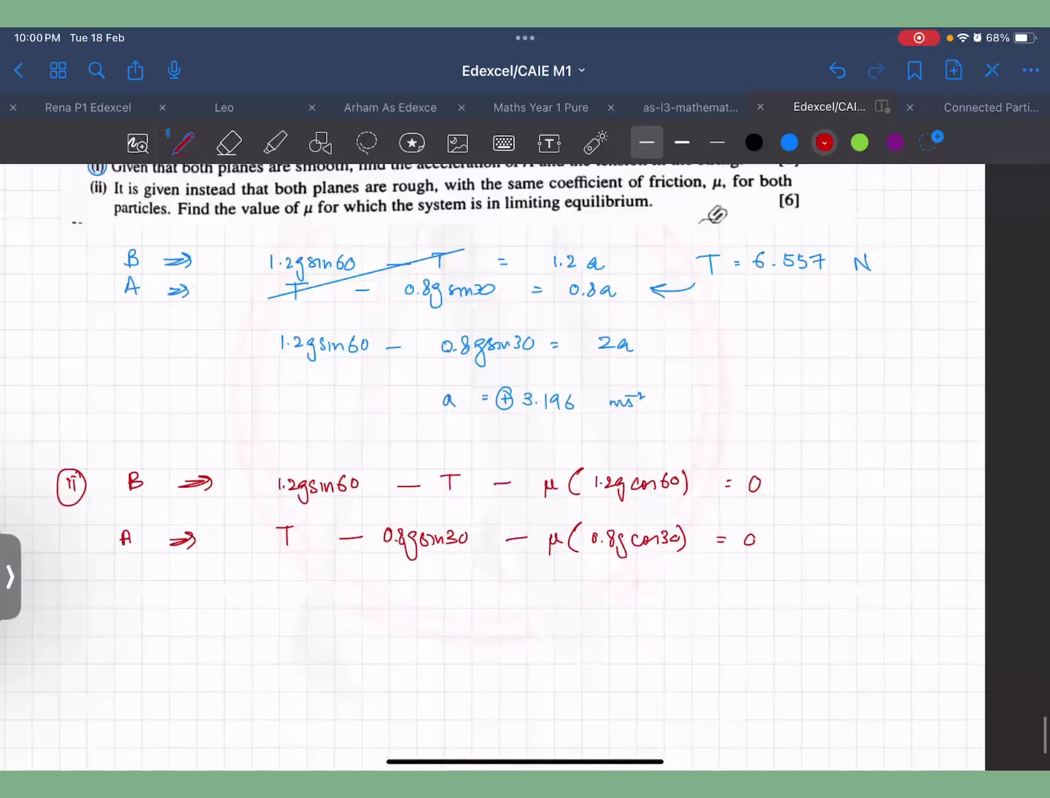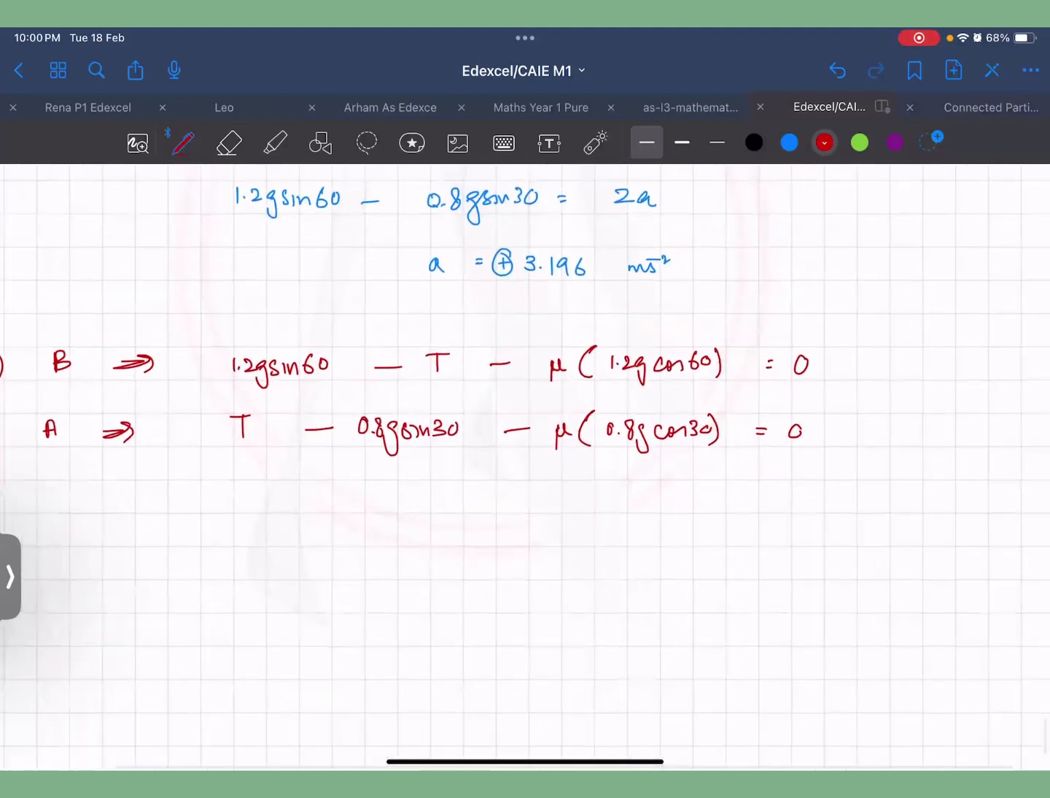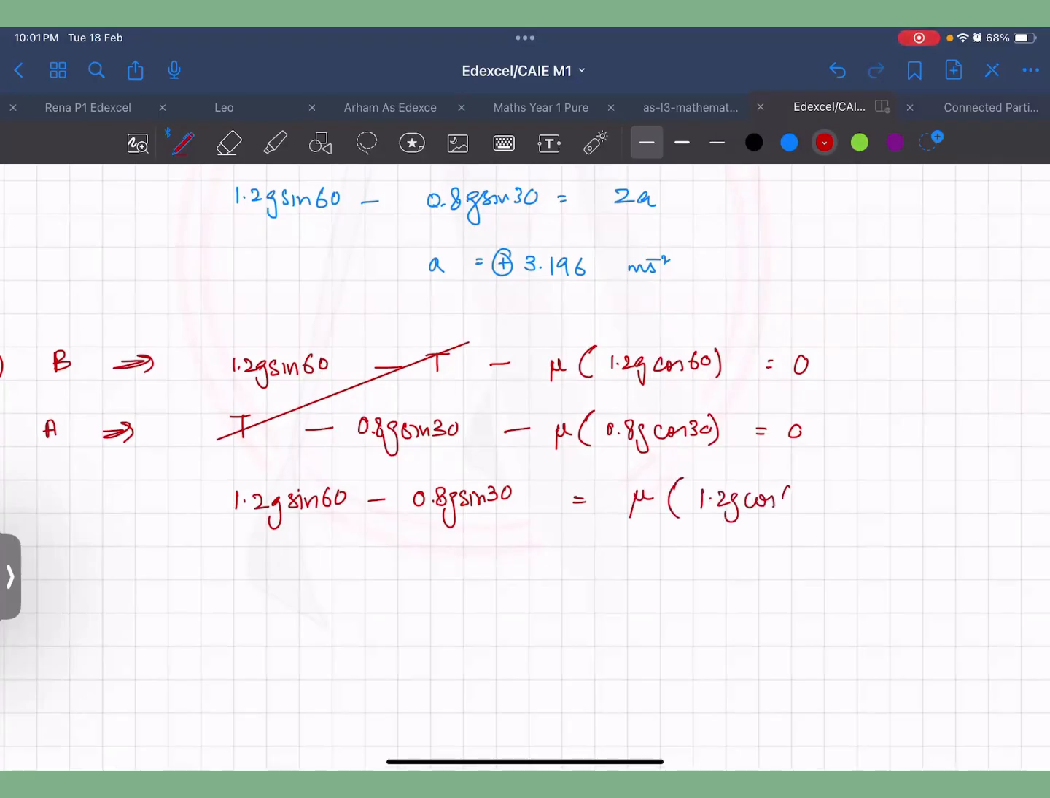So your mu should come out to be positive. If your mu comes out positive, then that's a good sign. So when you add up these equations, tension and tension would cancel out. So 1.2 g sine 60 minus 0.8 g sine 30 is equal to, if I take both of the mu's on the right side and take mu common, they would both add up: 1.2 g cos 60 plus 0.8 g cos 30.